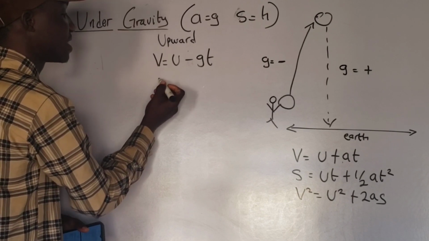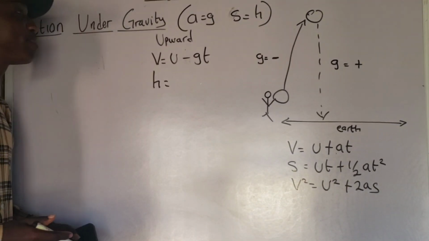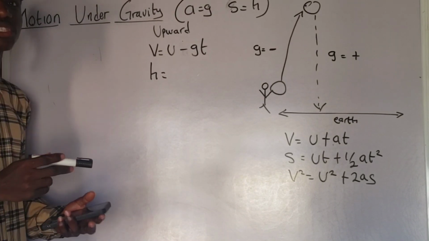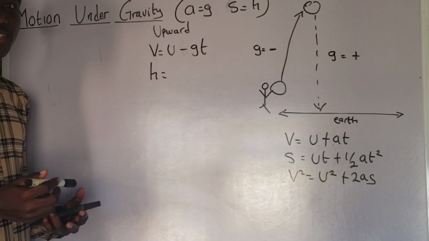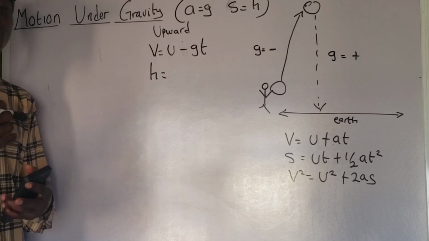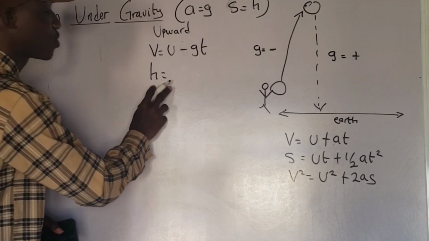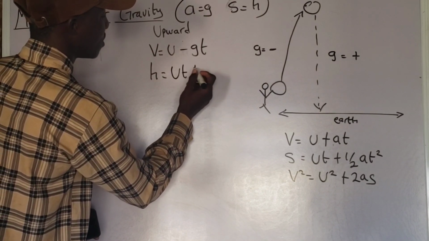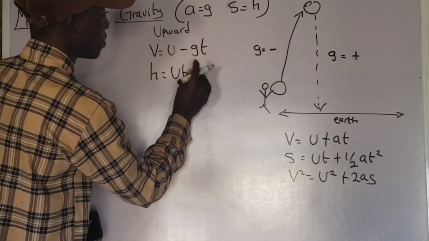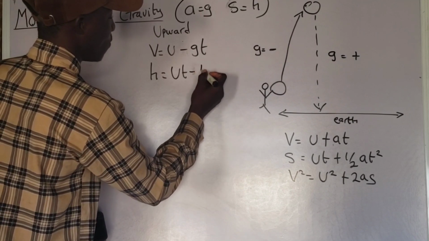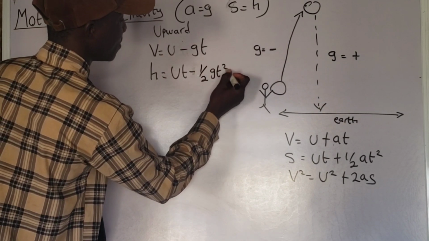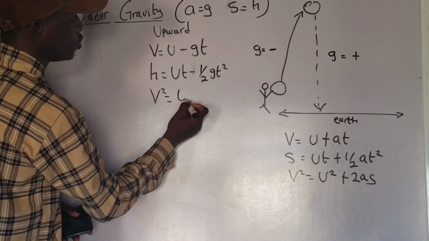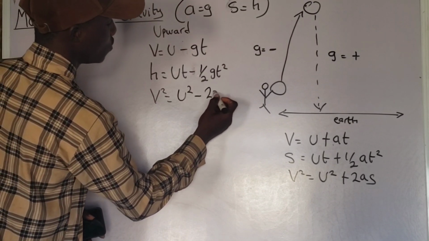Now, for the second part, which is s, in this case we are going to have h. The reason why we replace s with h is because we are dealing with height. Motion under gravity deals with height. So height equals ut, now it will be negative, minus 1 over 2 gt squared. And the last equation will be v squared equals u squared minus 2gh.